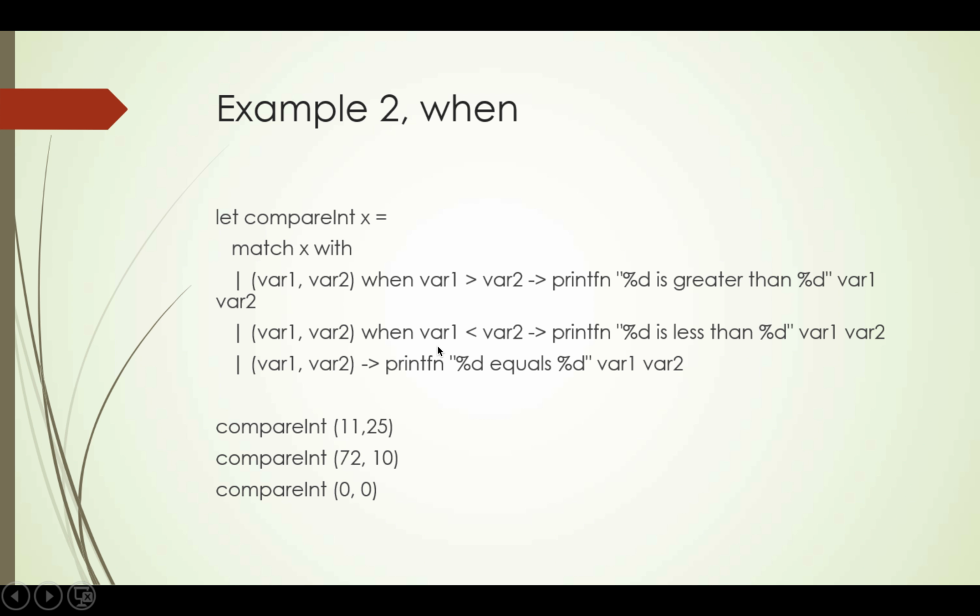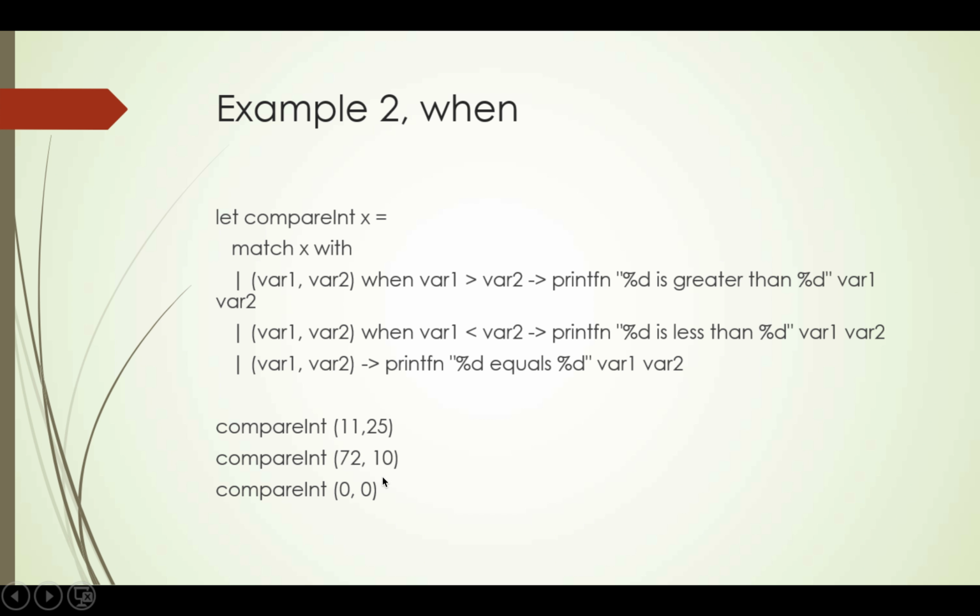We have 11 for var1 and 25 for var2. So we pass through our tuple. When var1 is less than var2, which is correct, we're going to print 11 is less than 25. And our var1 here and our var2. So how about you plug in these next 2 and see what you get. I'll give you a second here to do that.